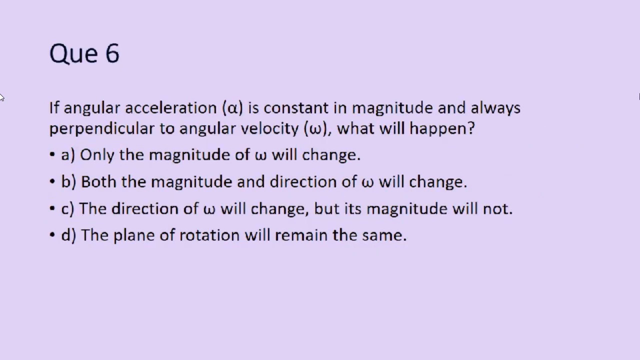Question number 6. If the angular acceleration alpha is constant in magnitude and always perpendicular to angular velocity omega, what will happen? Option A, only the magnitude of omega will change. Option B, both the magnitude and direction of omega will change. Option C, the direction of omega will change but its magnitude will not. Option D, the plane of rotation will remain the same.